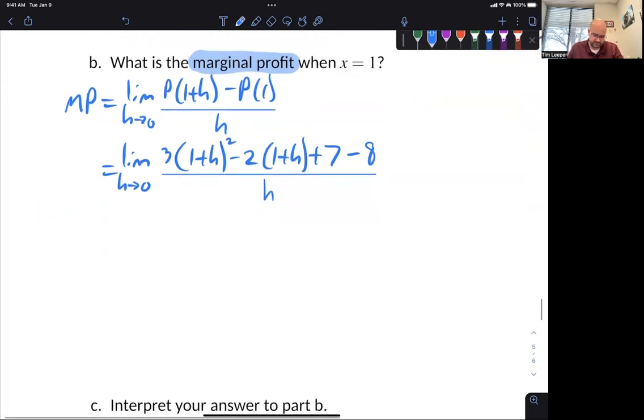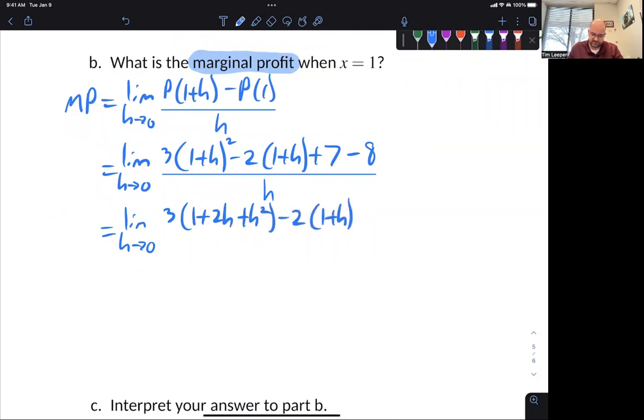And then simplify this. First, square the binomial here. So we have the limit as H goes to 0 of 3, and then parentheses 1 plus 2H plus H squared. And then minus 2, parentheses 1 plus H, close parentheses, plus 7 minus 8. And then all over H. Now, here's how I did that. I squared the 1. 1 squared is 1. Square the H gives me H squared. Multiply these two together. 1 times H is H. Double the coefficient. Makes that 2H. So it's 1 plus 2H plus H squared there.